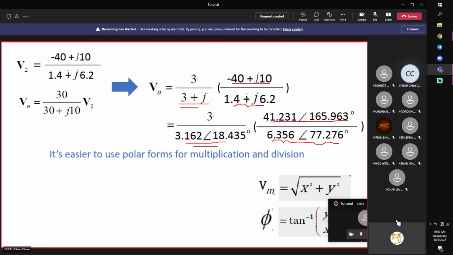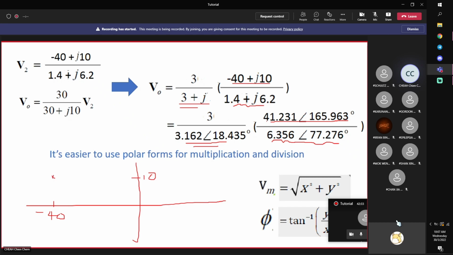How do you do that? The square root of this is this, right? The arctangent of this is this. Now be careful, here is 165, right? As I told you, always mark it down, then you will never get it wrong. This negative 40 is here. This is positive 10.